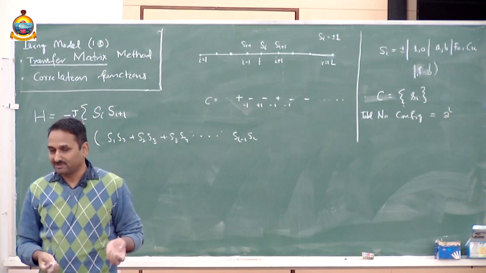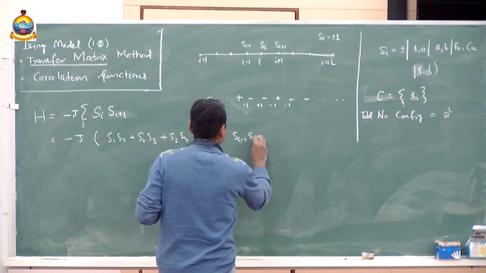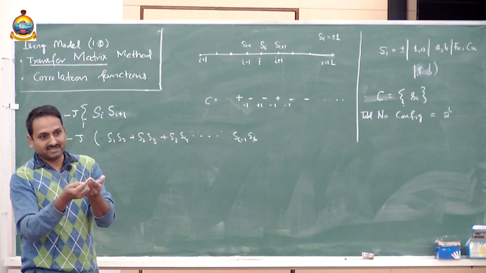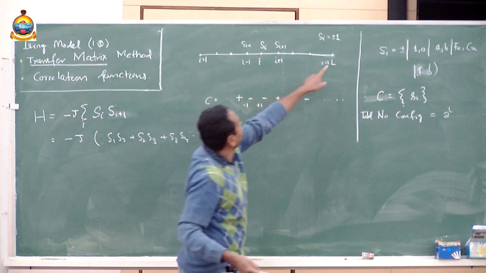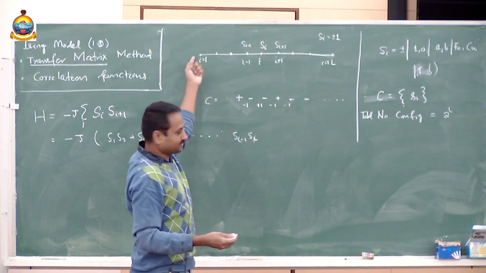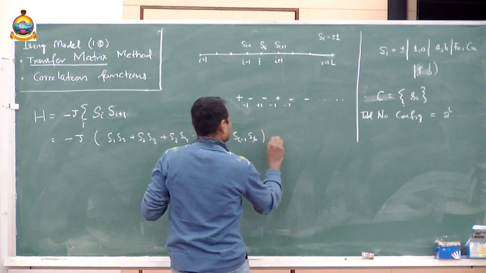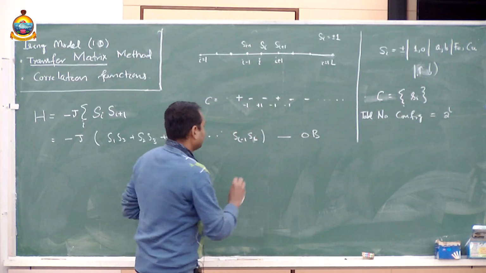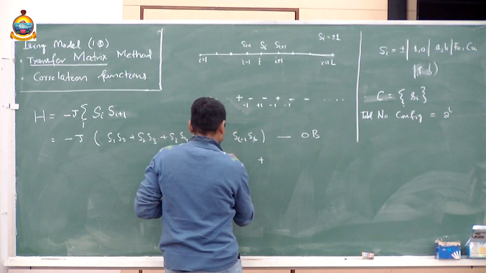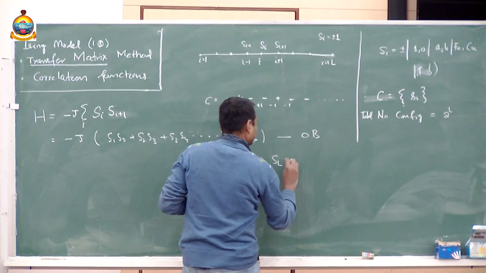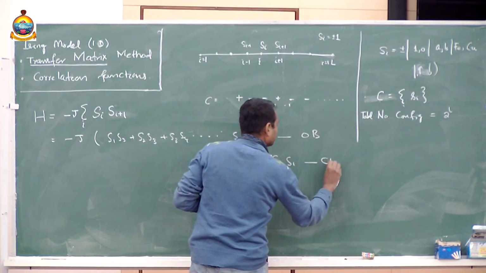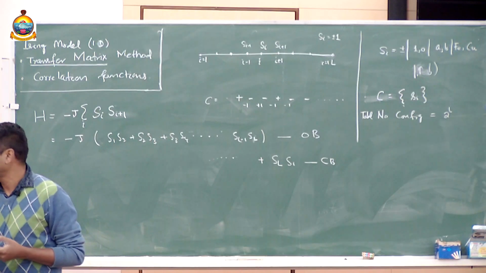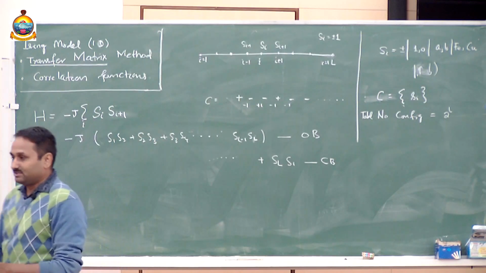If it is open boundary, let us write it: S_{L-1} S_L. And if it is closed boundary, you have one more term. If you have a periodic boundary, you have one more term, L and then 1, so S_L S_1. So this is open boundary, and in a closed boundary you have another term, plus S_L S_1. So this is closed boundary. Okay. We'll come to that.